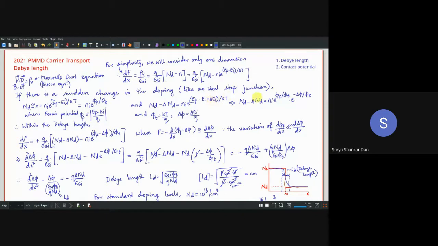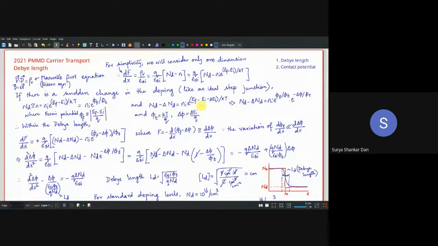Therefore ND minus delta ND will be equal to ni e to the power of (EF minus Ei) by kT. That is nothing other than this phi F by phi T. And there is also another term, e to the power of minus delta Ei by kT, which I shall put as delta phi by phi T. Notice that the major thing I have done here is to introduce this small variation delta Ei, which is the consequence of the sudden change of delta ND at the junction.